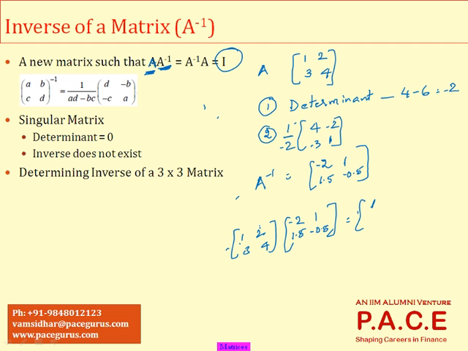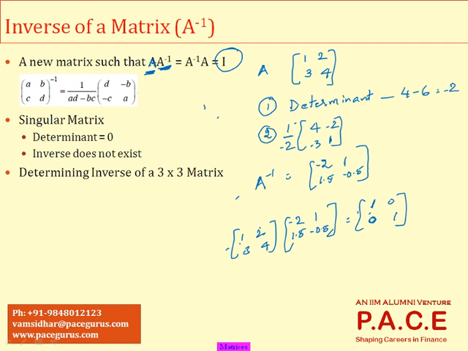First row multiplied with second column. 1 into 1, 1, plus 2 into minus 0.5, minus 1. 0. 3 into minus 2, minus 6, plus 4 into 1.5, plus 6. 0. 3 into 1, 3. 4 into minus 0.5, minus 2. 3 minus 2 is 1, which is coming out to be an identity matrix.